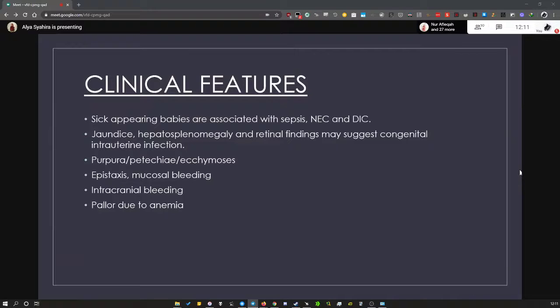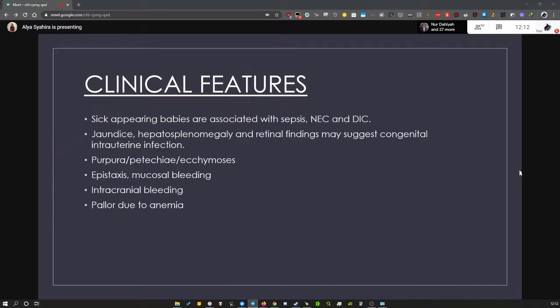intrauterine infection. And then the important thing that we need to look for is the presence of any purpura, petechiae, or ecchymosis. Petechiae is about 1 to 3 millimeters, purpura is more than 3 millimeters, and ecchymosis is more than 1 centimeter basically.